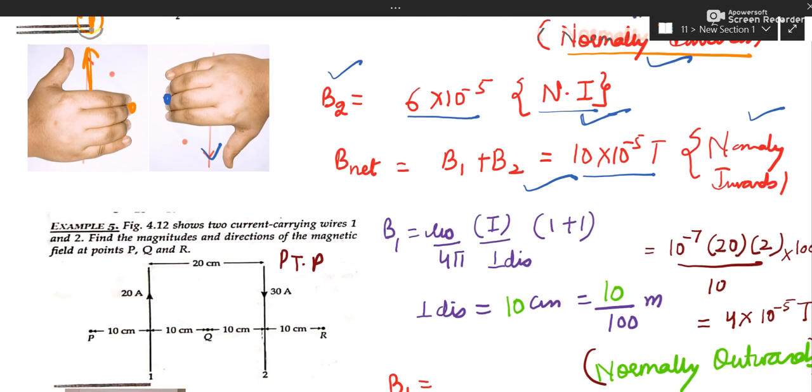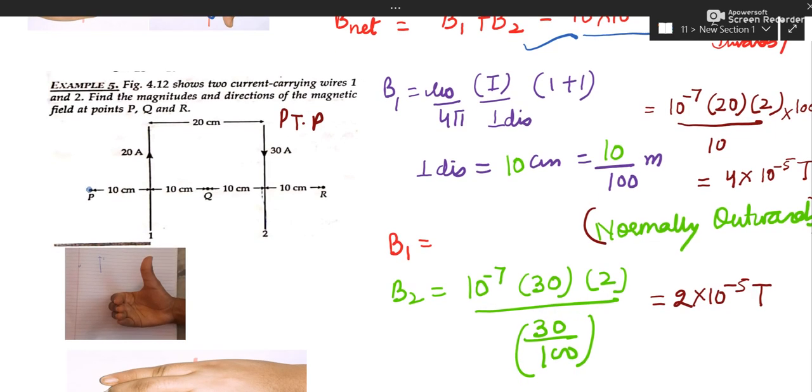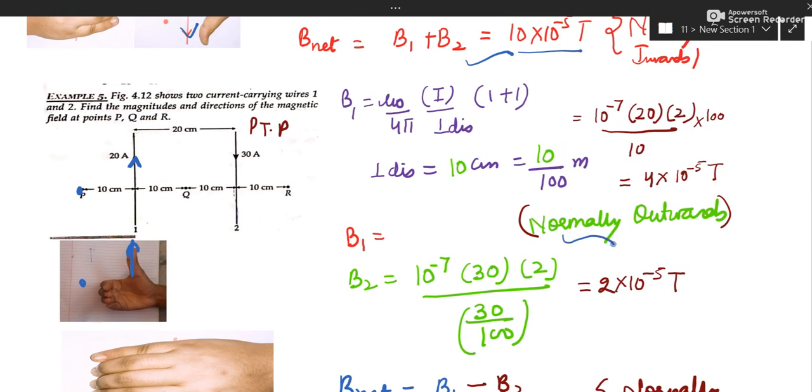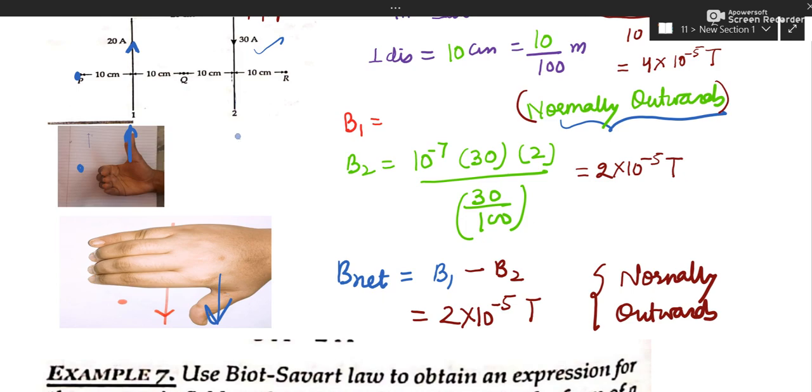Now coming to point P. So let us take point P. This is my point P. This is my first wire. This is the current. So the point is here. So it is normally outwards. So you can write it normally outwards. This is my second wire. So this is my current. This situation is suiting it. The point is here. So it is normally inward.